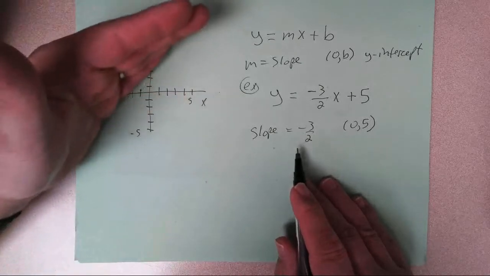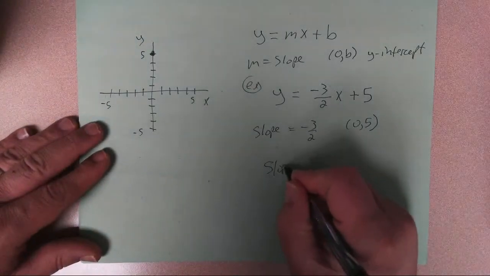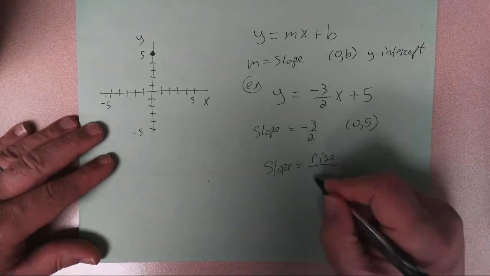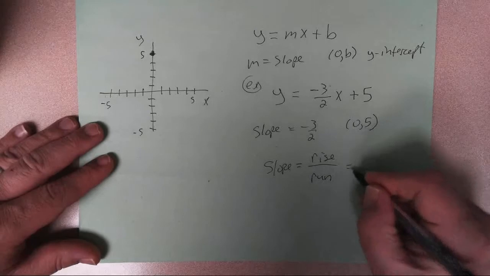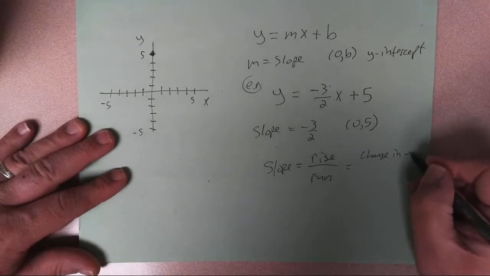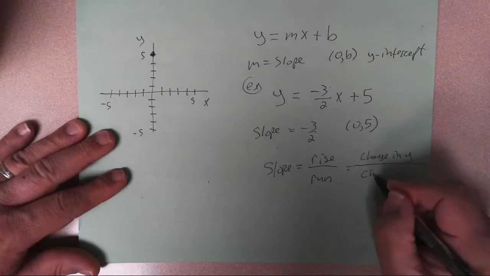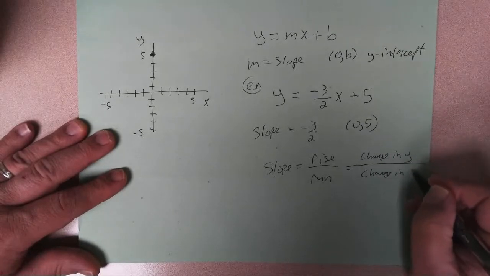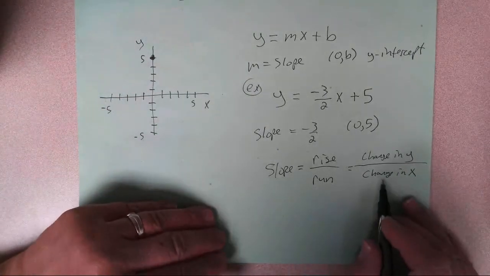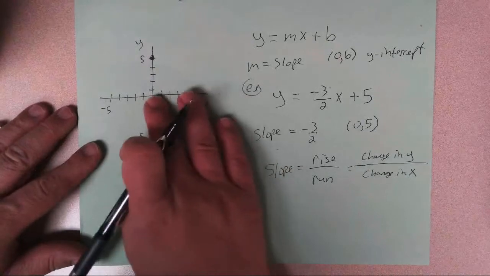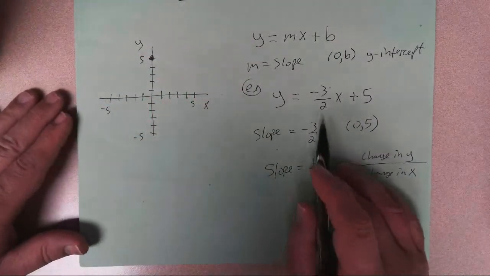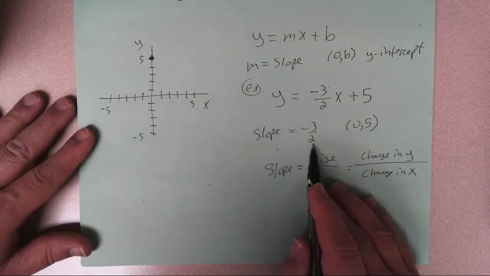Okay? And the way that it does that is that the slope is, we say, the rise over the run. Or sometimes we say it's the change in y over the change in x. So the rise meaning, are you rising up or down, and how much? And the change in x is back and forth. That's the run. So the rise and the run. So this slope here is negative 3 over 2.